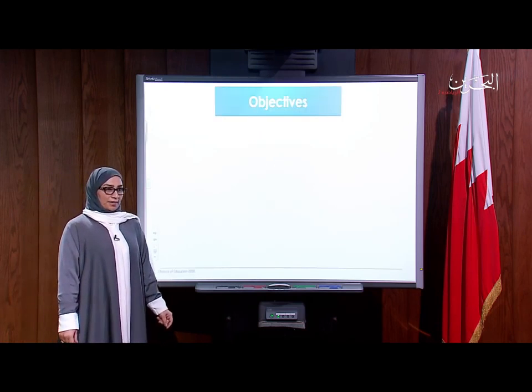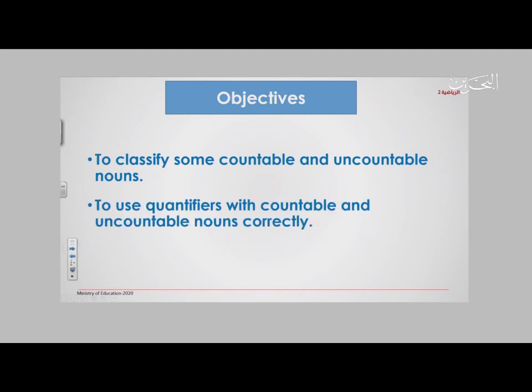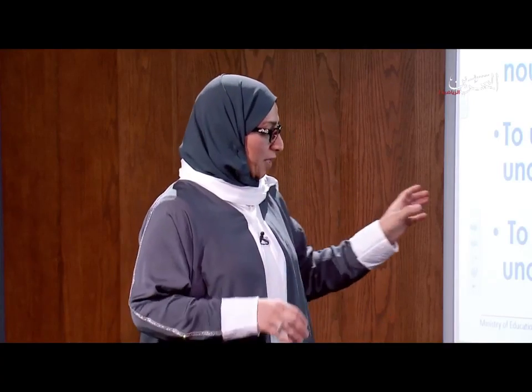Objectives of our lesson. To classify some countable and uncountable nouns. To use quantifiers with countable and uncountable nouns correctly. To write sentences about countable and uncountable nouns with quantifiers. These are the three objectives we are going to achieve today.